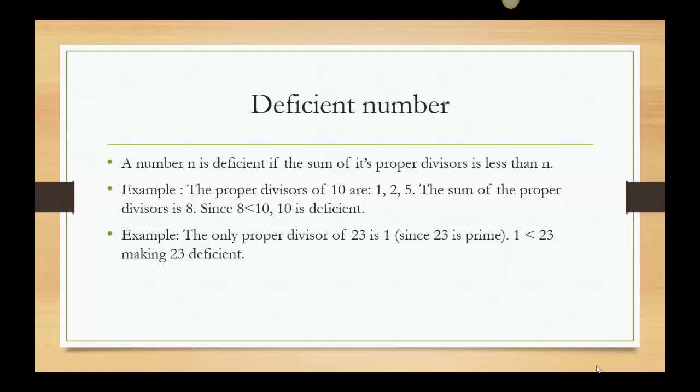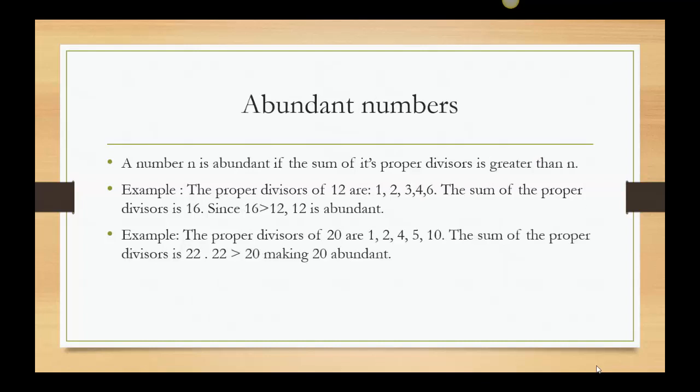Let's pick another number. Let's say 23. Well, we know 23 is prime, so the only proper divisor it's going to have is 1. 1 is definitely smaller than 23, so once again, we have a deficient number. Let's talk about a different kind of number. This number is called abundant. A number n is abundant if the sum of its proper divisors is greater than n.